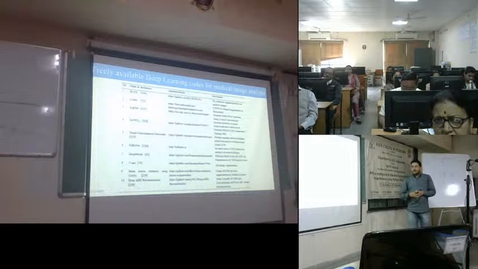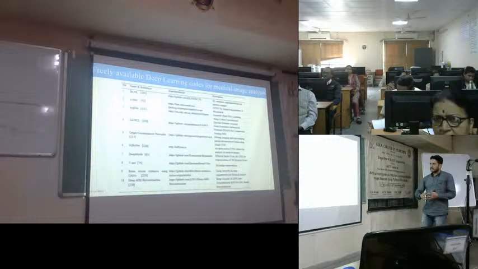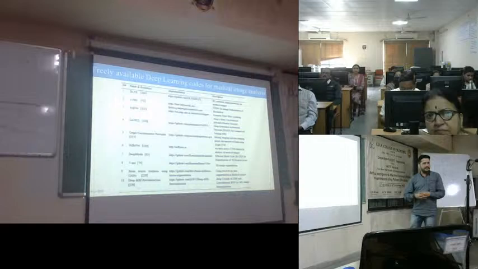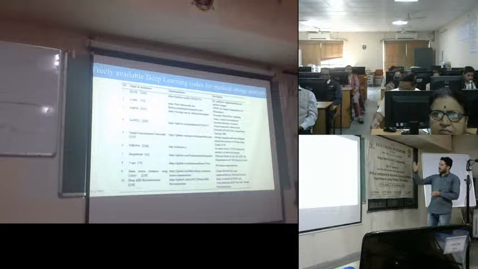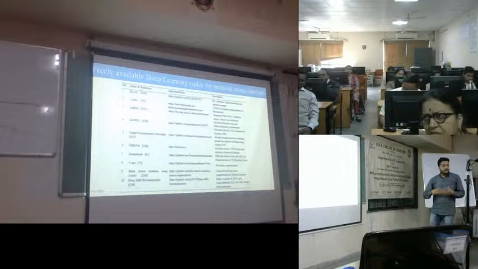In the paper, the authors have also provided freely available deep learning codes for medical image analysis. So for people like us who are just starting their research in this area, they can use these freely available codes for their practice or training data. They can use these links. For different names and references, they have mentioned the different links and a description of which type of images and which type of methodologies they have used. The authors have mentioned this in detail in the paper.